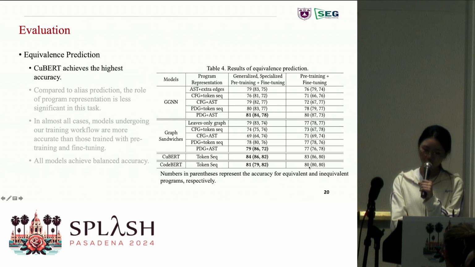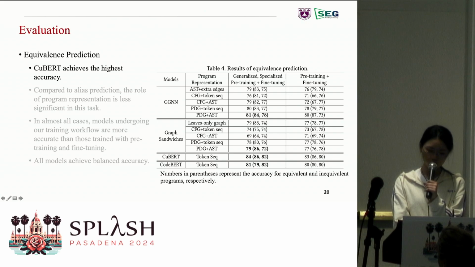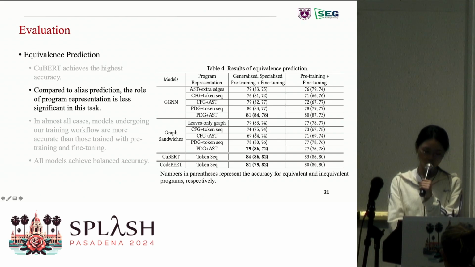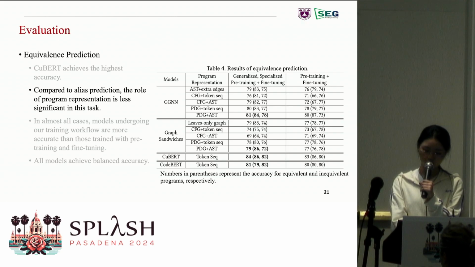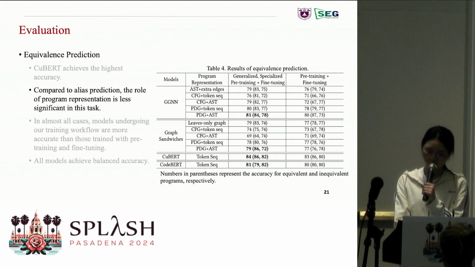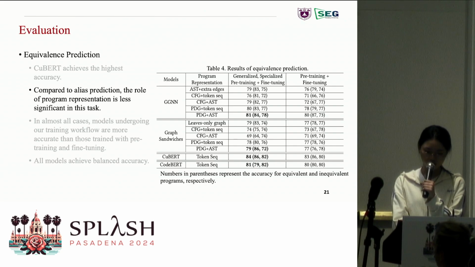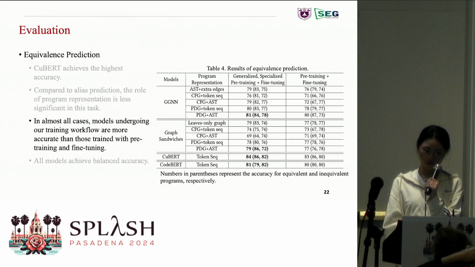Table 4 shows the results of equivalence prediction. All models achieve a comparably high accuracy, and CuBERT remains the best. Compared to alias prediction, the role of program representation is less significant in this task. Nevertheless, both GGNN and Graph Sandwiches show a swing in accuracy of 5% to 10% depending on the program representation used, and they both achieve the highest accuracy with PDG plus AST. Together with the results of alias prediction, we think this demonstrates the power of PDG as a principled representation for learning code models for foundational program analysis tasks.